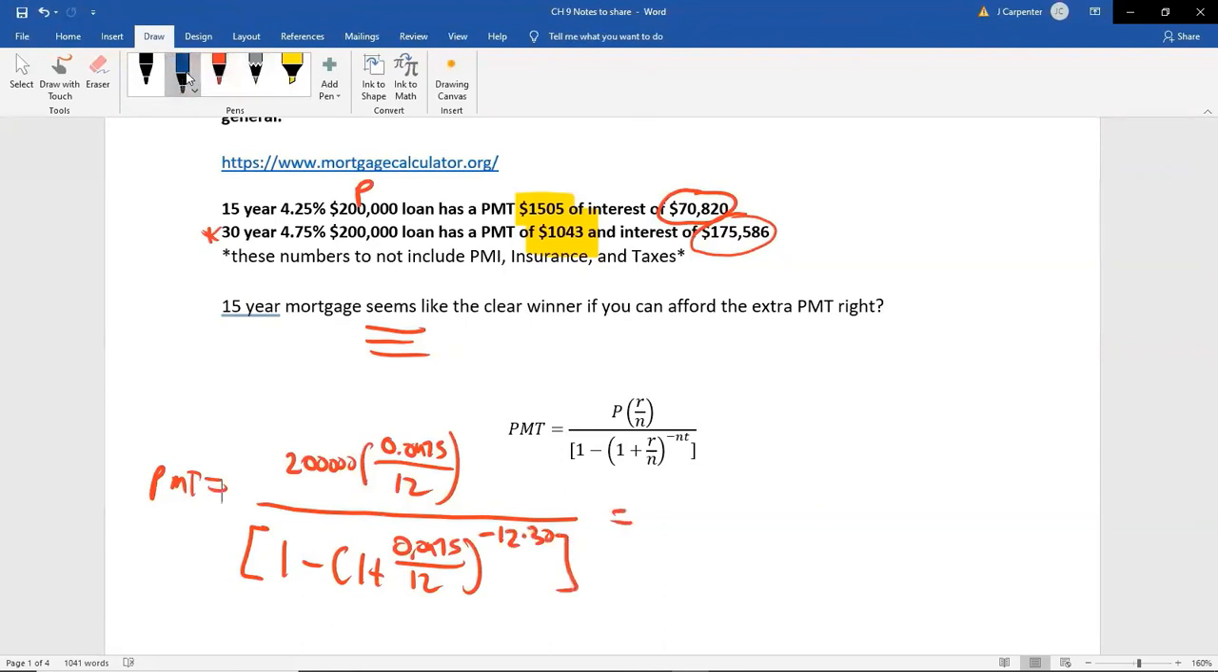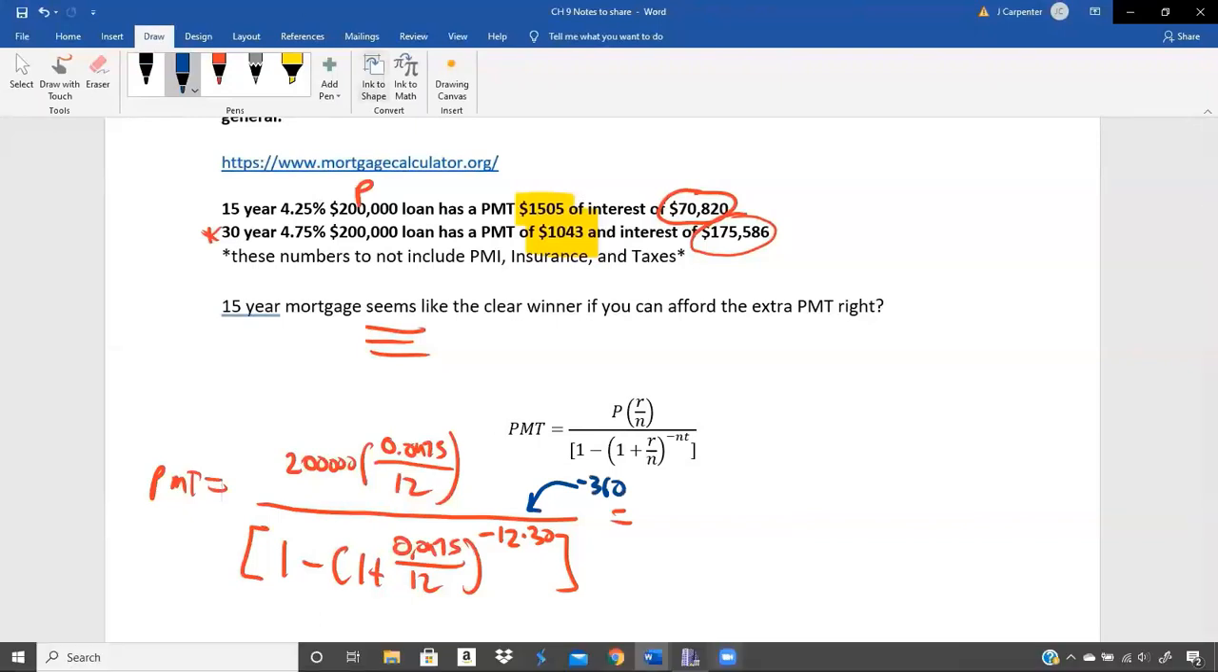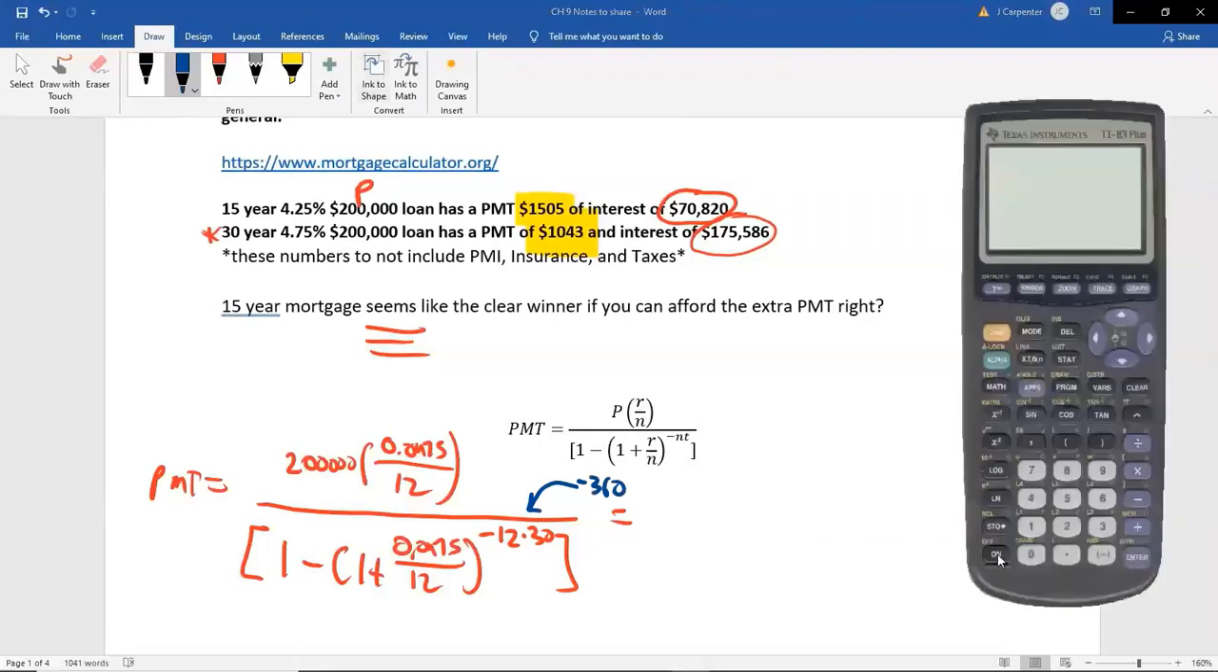Now, so I don't have to rewrite this all over again, I'm just going to write that this exponent right here, 12 times 30 is 360, so that's negative 360. And I can type this in a scientific or graphing calculator all at once.